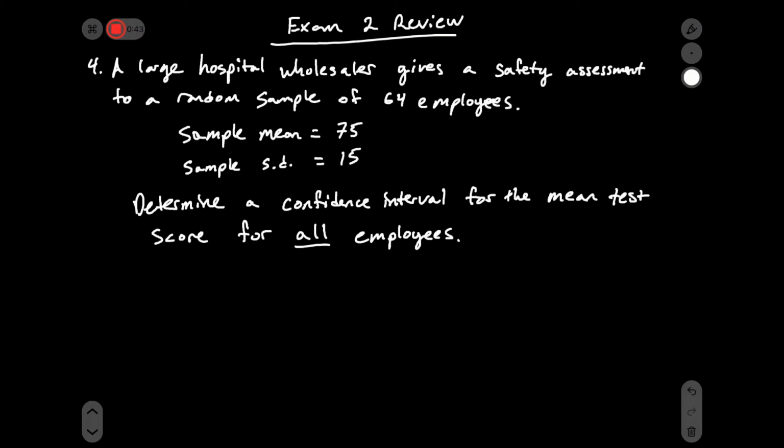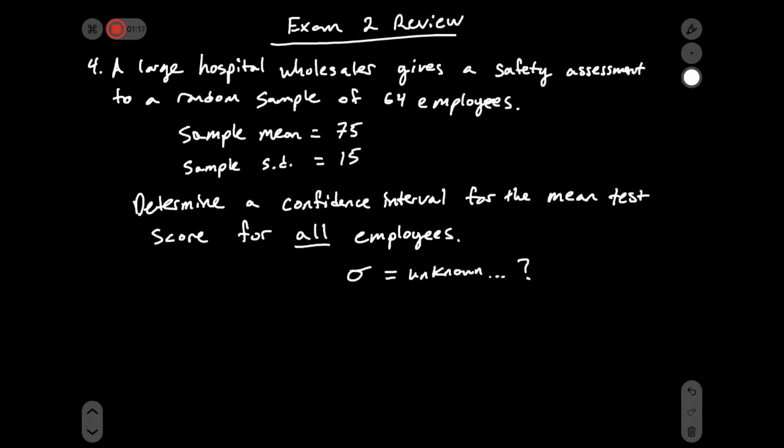In this case, we're asked to determine a confidence interval for the mean test score for all employees. In other words, we're performing what's called an interval estimation of a population mean mu when the population standard deviation is unknown. So we do not know what this value is.